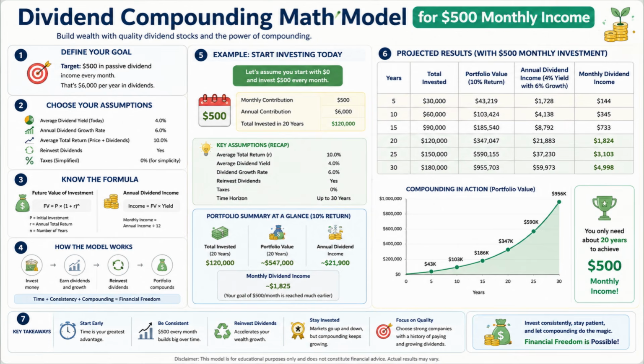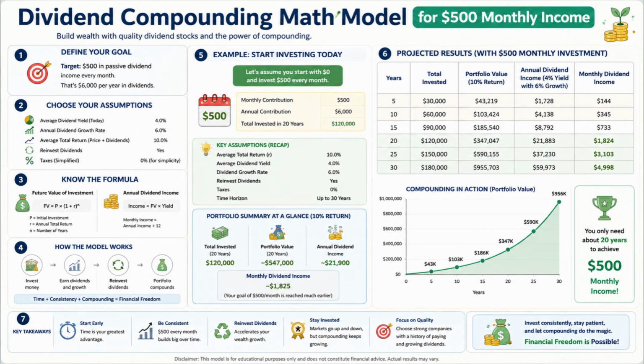In this video, we will discuss the dividend compounding math model for building approximately $500 in monthly dividend income. To begin with, the main objective is to generate $500 in passive dividend income every month. This equals $6,000 in annual dividend income. Rather than trying to reach this amount immediately, the model uses consistent monthly investing, dividend reinvestment, and long-term compounding to gradually build the required portfolio.